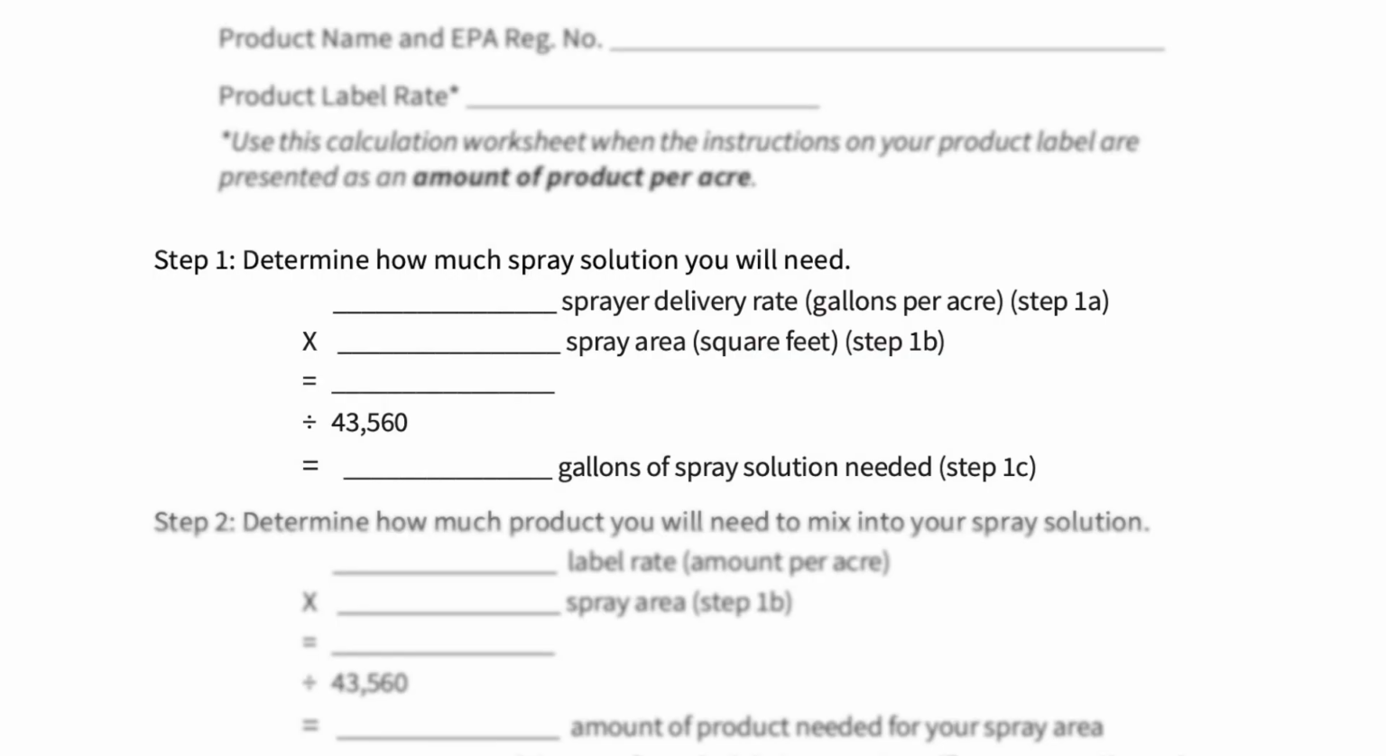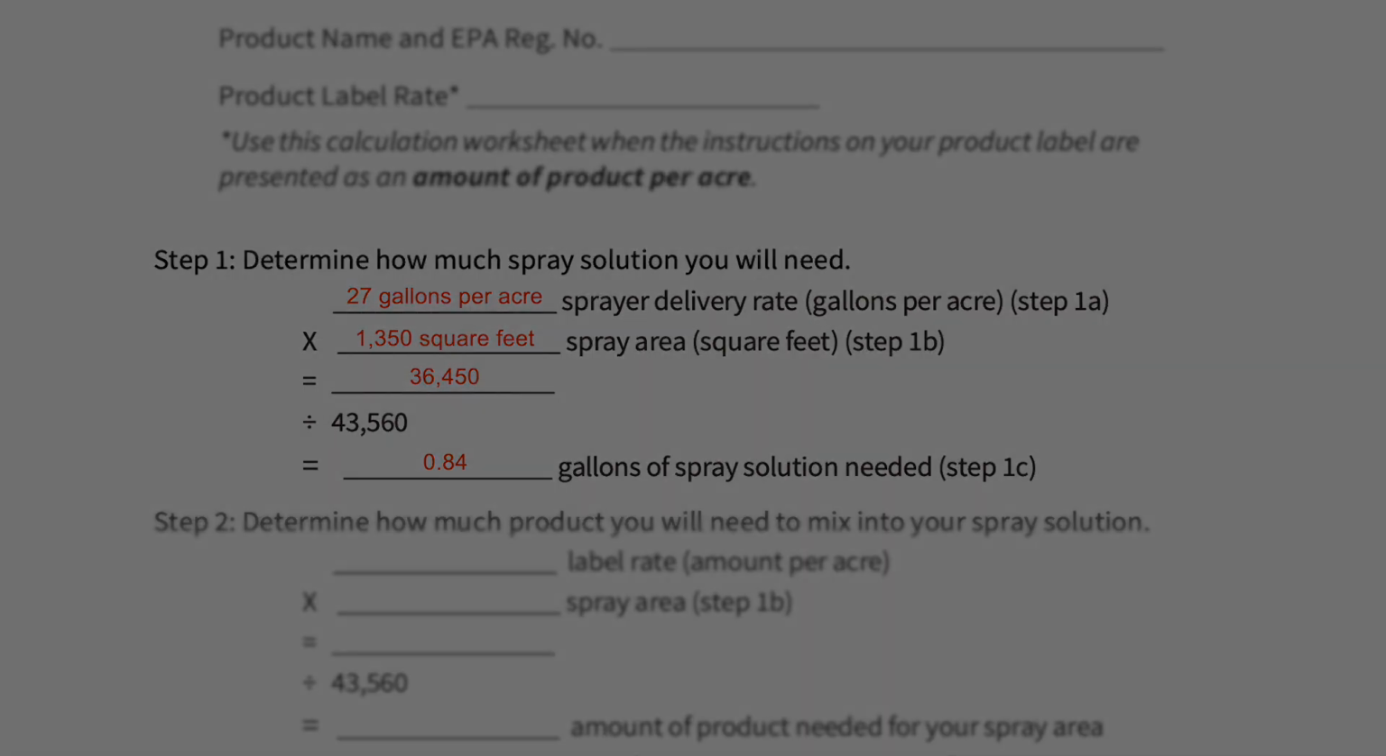To determine how much spray solution it will take to spray this area, take the 27 gallons per acre of sprayer delivery and multiply that by the amount of square footage in the proposed area, which is 1,350. This gives us 36,450. Which we will divide by 43,560, the square footage in an acre. This comes to 0.84 gallons of total spray solution needed to cover the proposed area.